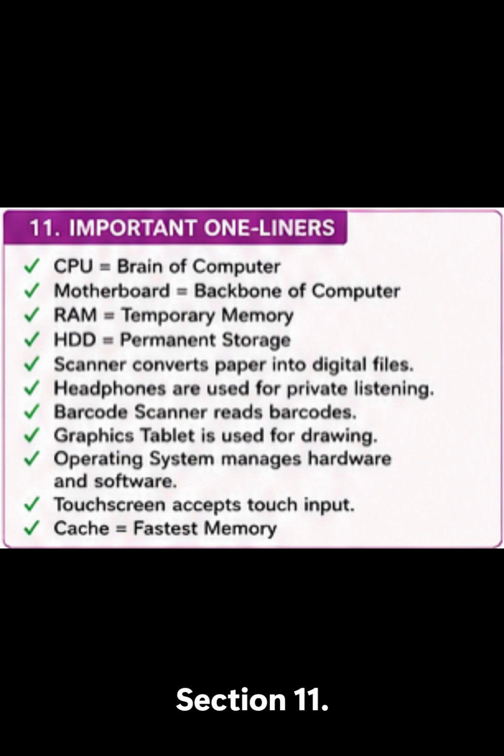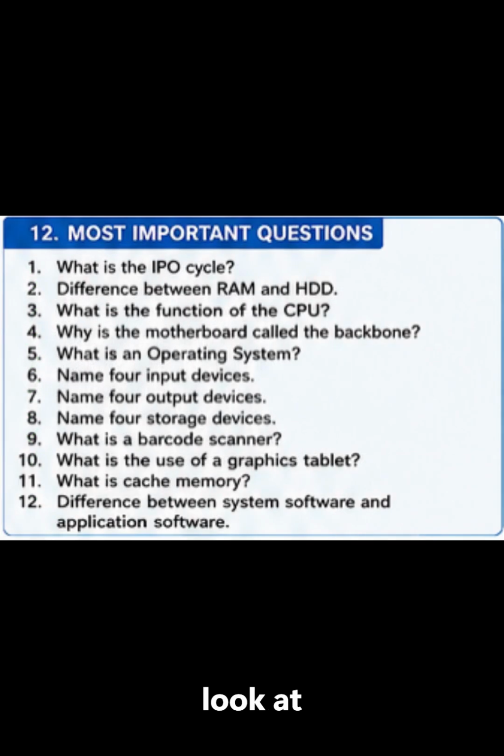Time for Section 11, Important One-Liners. Let's do a super fast recap for your exam. The CPU is the brain, and the motherboard is the backbone. RAM is temporary memory, while HDDs offer permanent storage. Scanners turn paper into digital files, headphones give us private listening, and barcode scanners read item codes. Graphics tablets are built for drawing, operating systems manage hardware, touchscreens take touch input, and cache memory is the fastest of all.